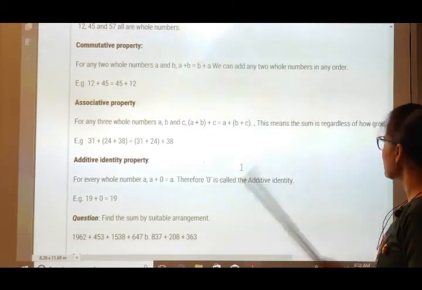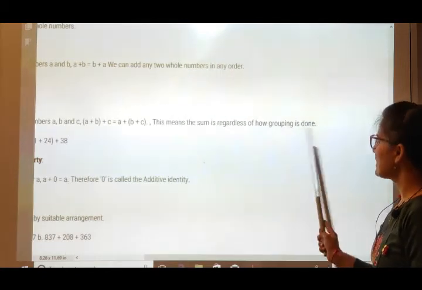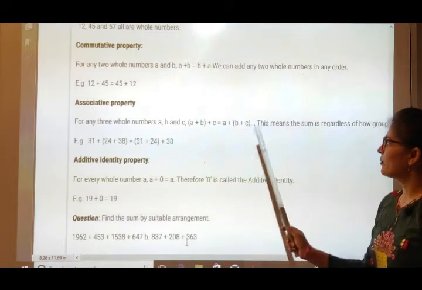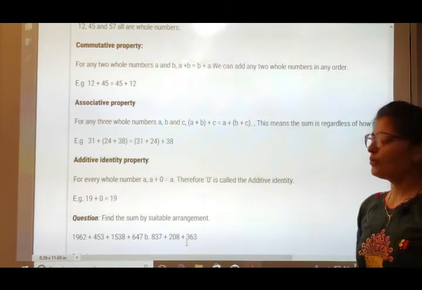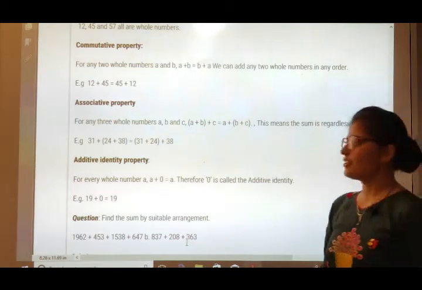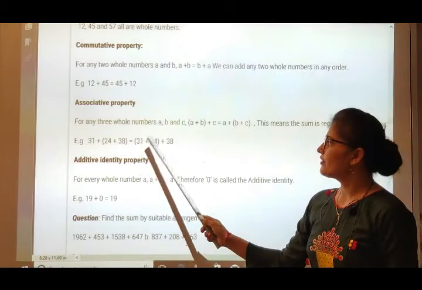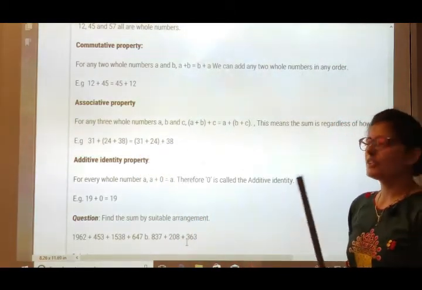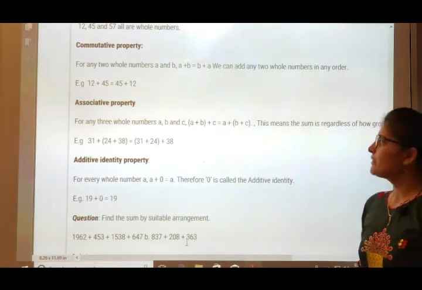This means the sum is the same regardless of how the grouping is done. Whichever way you do the grouping, the answer always remains the same. Here a plus b are taken as a group and on this side b plus c are taken as a group. The example given is 31 plus 24 plus 38. First we will add 31 plus 24. After that, whatever sum we get, we will add 38, and the answer for both sides will be equal.